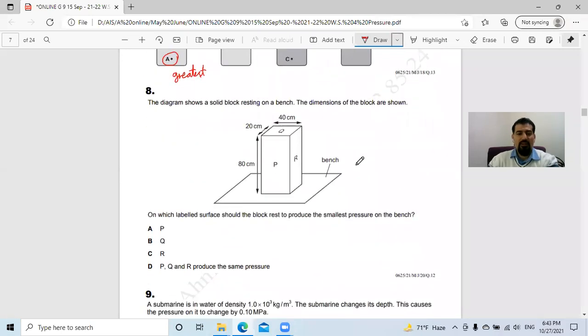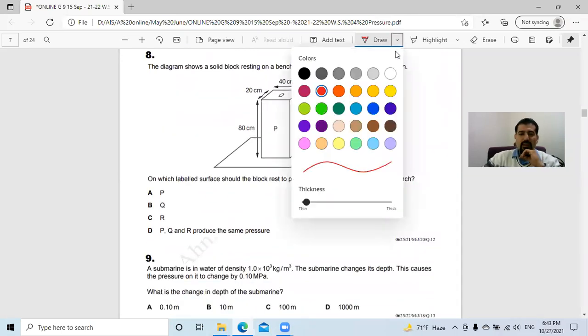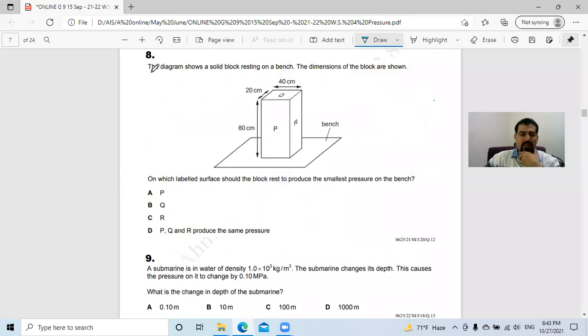Okay, question number 8. What do they ask here? They say the diagram shows a solid block resting on a bench. The dimensions of the block are as shown. On which labeled surface should the block rest to produce the smallest pressure? Smallest pressure on which side?